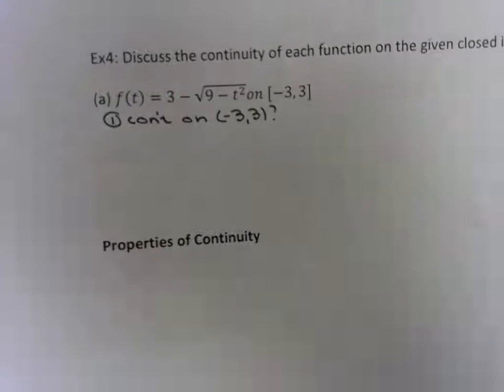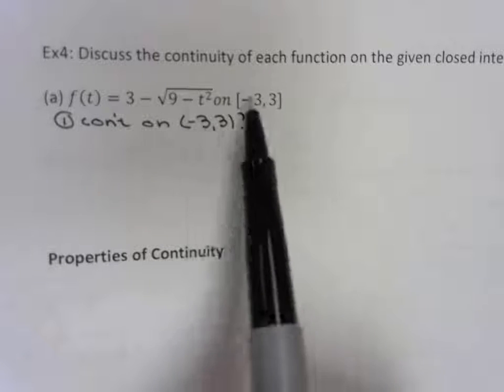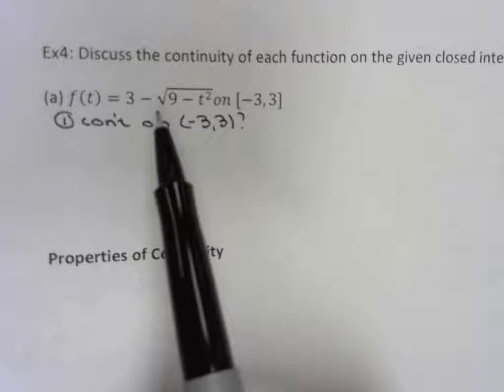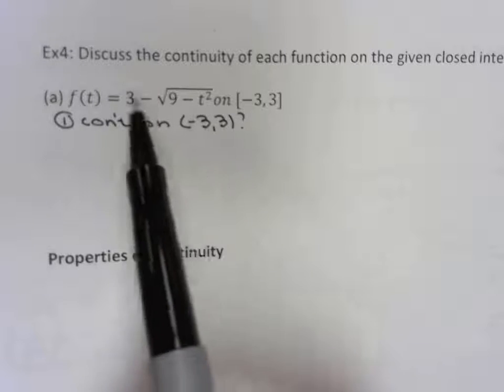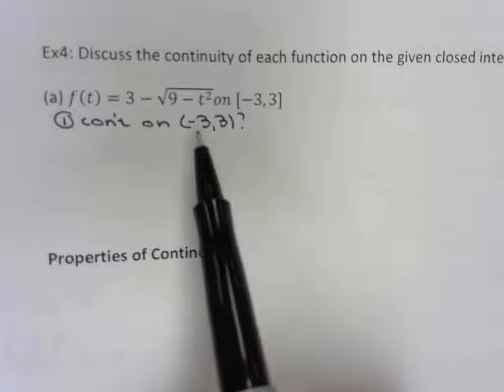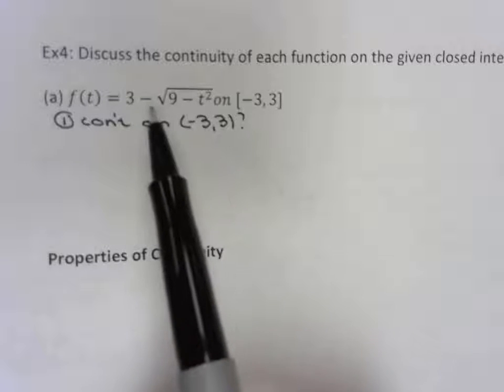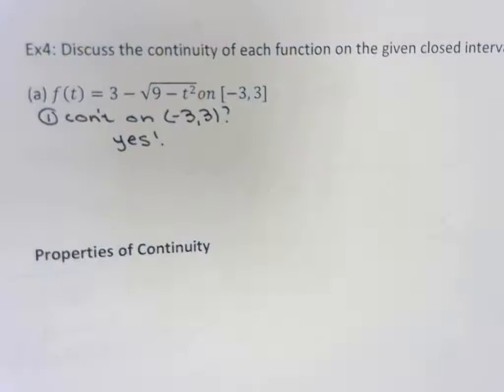Now we can think about this with what we talked about with domain and range. As I look at this, this is obviously a square root function. I cannot take the square root of a negative. So I want to think, will I get back a value if I plug in values from negative 3 to 3, not including negative 3 and 3? Will it exist? If I plug in negative 2 or negative 1 or 0, 1 or 2, will I always be able to take the square root? Yes, so I know it will exist, so it will be continuous on the open interval negative 3, 3. Think about the same idea as domain and range. Will this function exist between negative 3 and 3? Yes.